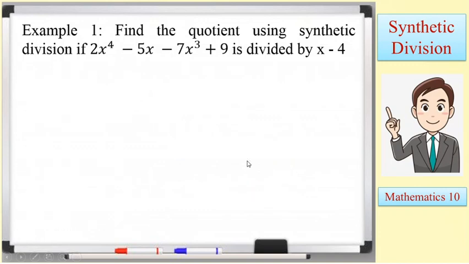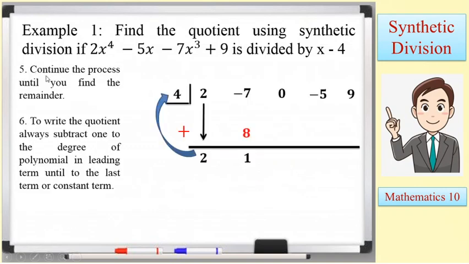Okay? Next, for step number 5, we need to continue the process until we find the remainder. So, yung 1 naman, i-multiply natin sa ating divisor. So, we have 1 times 4. 1 times 4 is equal to 4. At itong 4 ay isusulat natin sa next term. Okay? So, lalagay natin siya sa tapat ni 0 kasi siya yung next term natin. And then add 0 plus 4, the answer is 4.